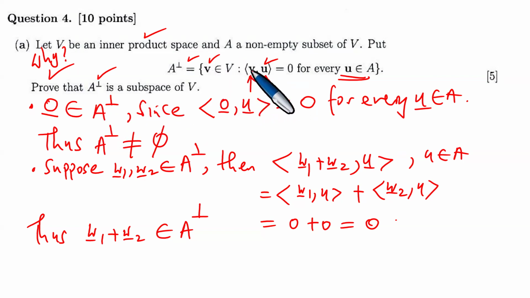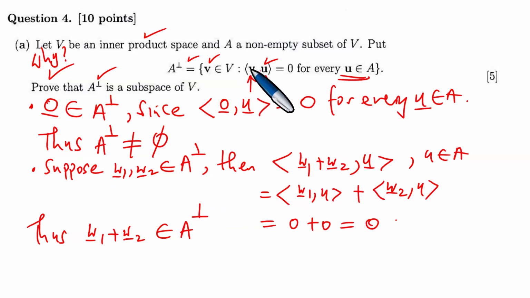The V's appear in the first argument. And the second argument, then you have what? You have the members of A. And therefore the result becomes 0, for every U in A. Thus A perp is not empty. Then the next point is to say, if you take 2 vectors from A perp, you need to show that their sum is there.